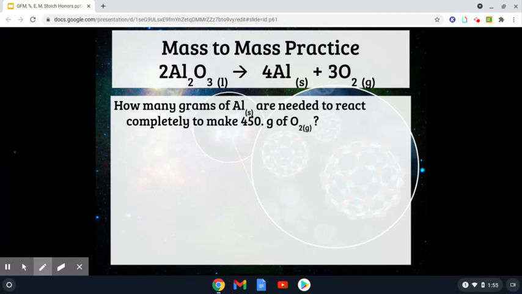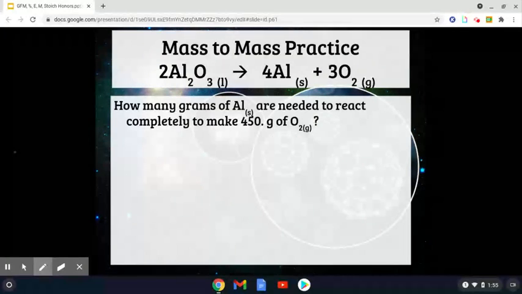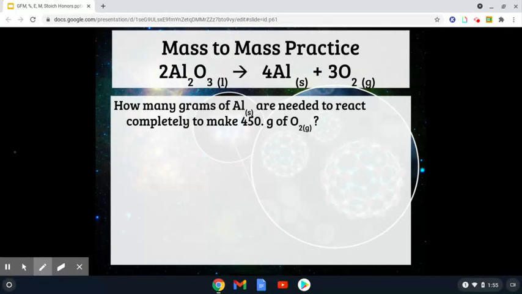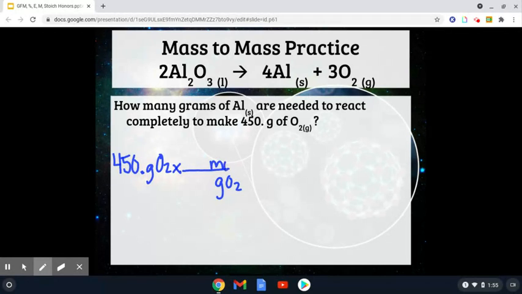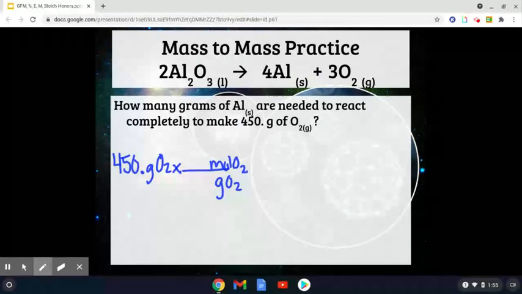So you're always going to want to see that the equation is balanced, and in this case it is. The question says, how many grams of aluminum are needed to react completely to make 450 grams of oxygen? So you're always going to write down your given. Put that decimal point for sig figs. I want to convert from grams of oxygen into moles of oxygen. So grams of O2 on the bottom, moles of O2 on the top.